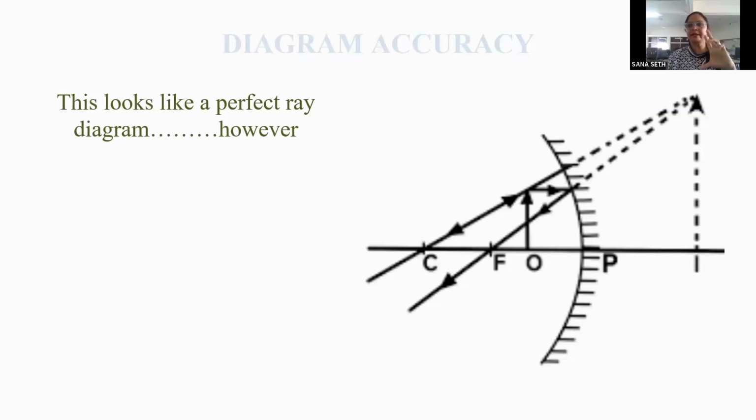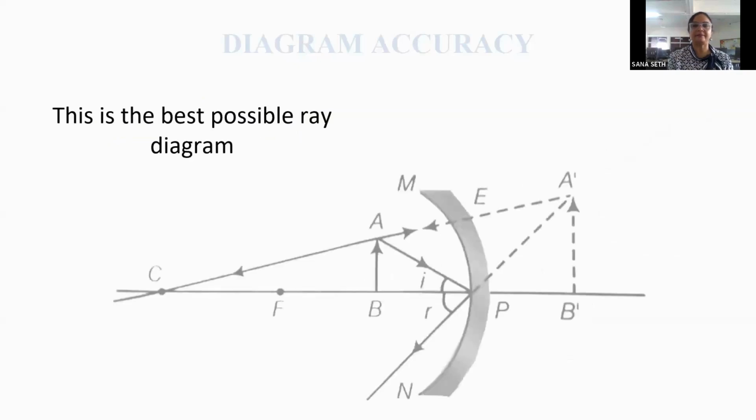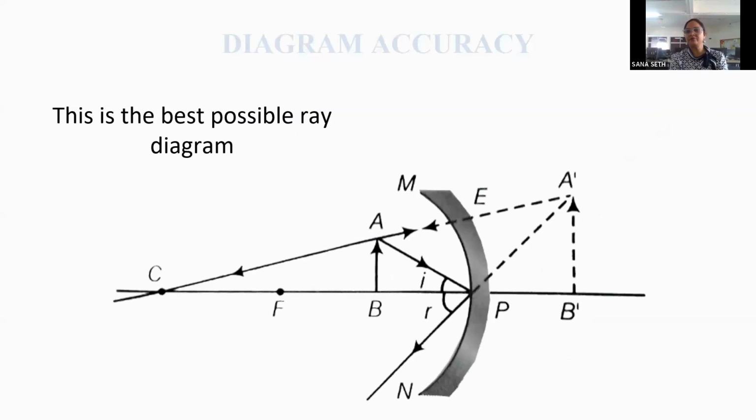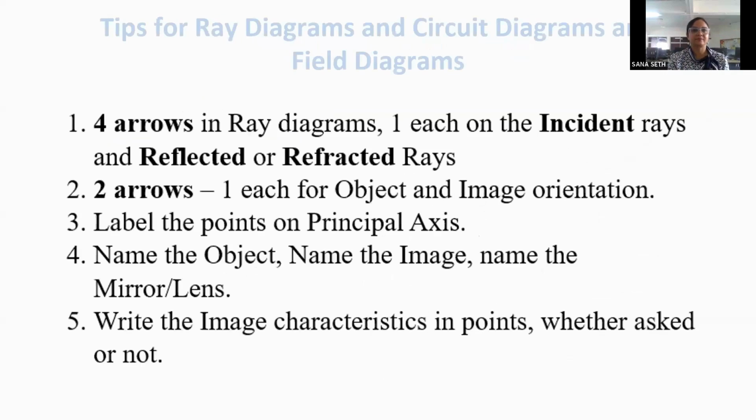See, the image is not named A dash, B dash. Object is not named AB. The aperture is not named MN. So ideally, we are looking for this diagram. This diagram will fetch you full 2 marks.